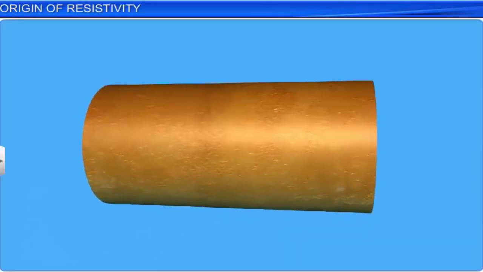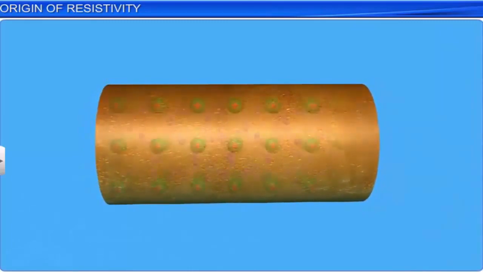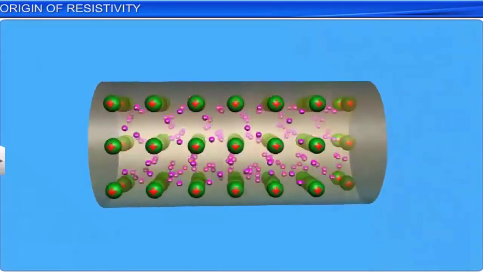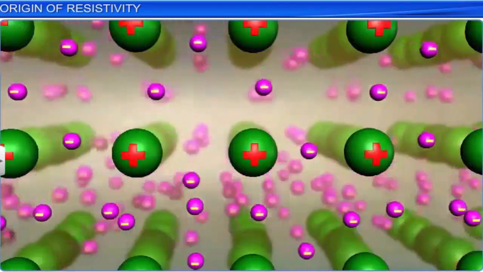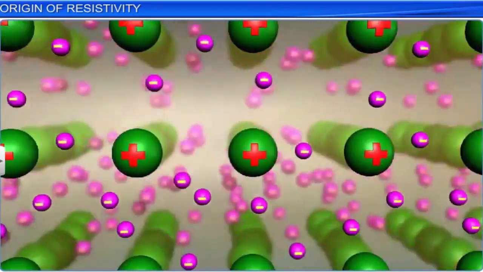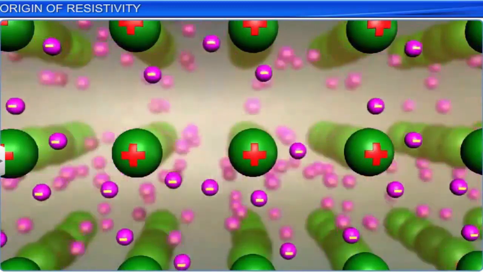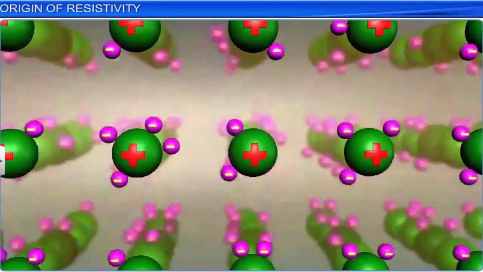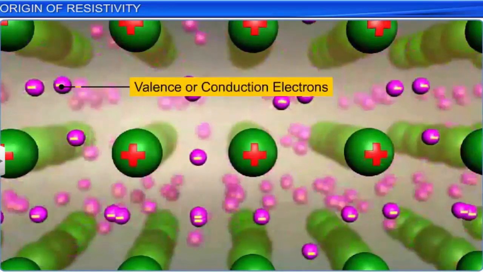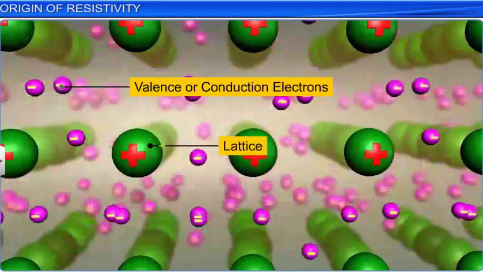Consider a metal conductor. Current in a conductor is due to the valence electrons in it. The valence electrons are not bound to any particular atom and are free to move about within the volume of the conductor. These electrons are called the conduction electrons. Rest of the conductor is made of relatively heavy positive atoms that are referred to as the lattice.